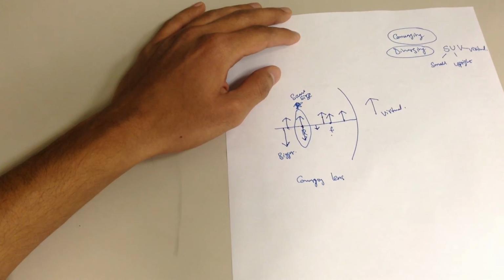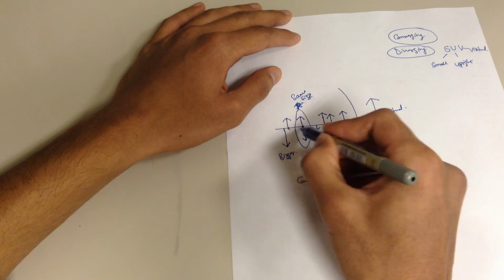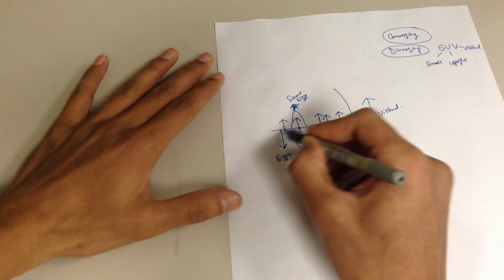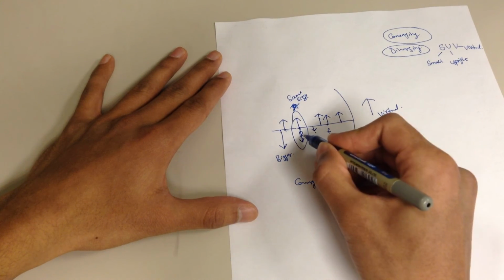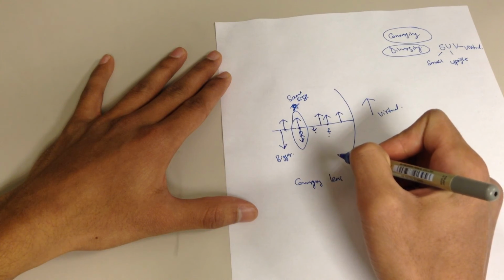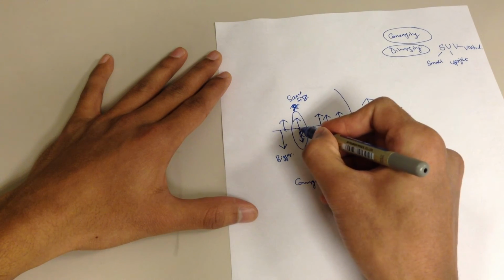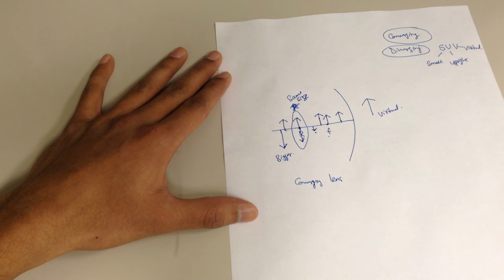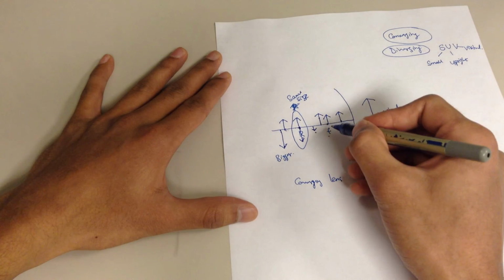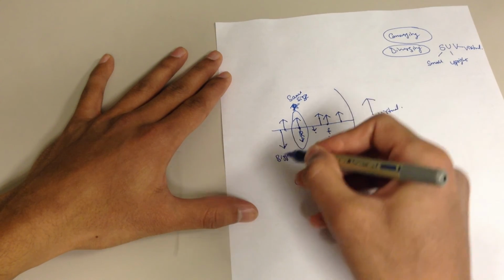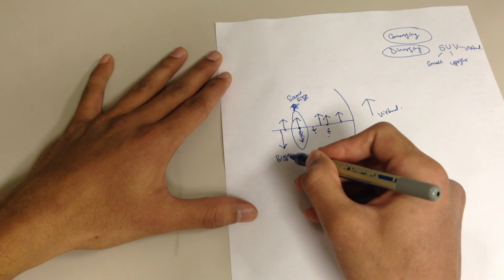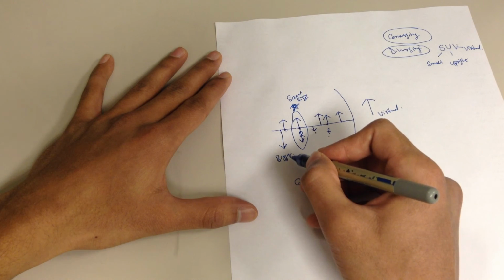So let me review it. If the object is located beyond the radius, then its image is going to be small, inverted, and it will be between the radius and the focal point. If the object is on the radius, then its image will also be on the radius, and it will be of the same size, and it will be inverted as well. If the object is between the radius and the focal point, then its image will be bigger, beyond the radius, and it will be inverted.